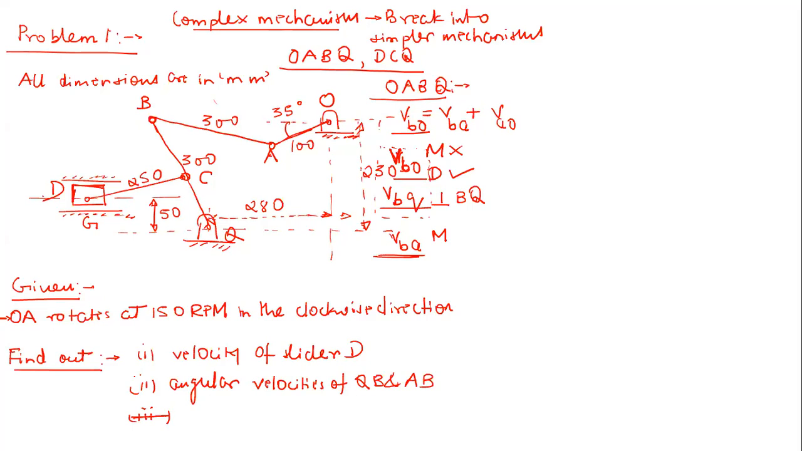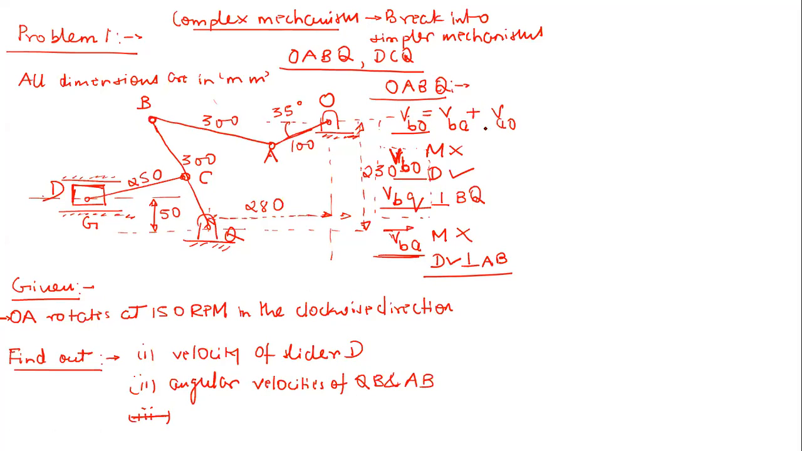Sir, we have given OA rotates at 150 RPM, so we know the velocity. Right. But right now I'm talking about the velocity of B with respect to A. Is it known or not? No, sir, the magnitude is not known. Direction, is the direction known? Perpendicular to AB. So the direction is known and this direction is perpendicular to AB, right?